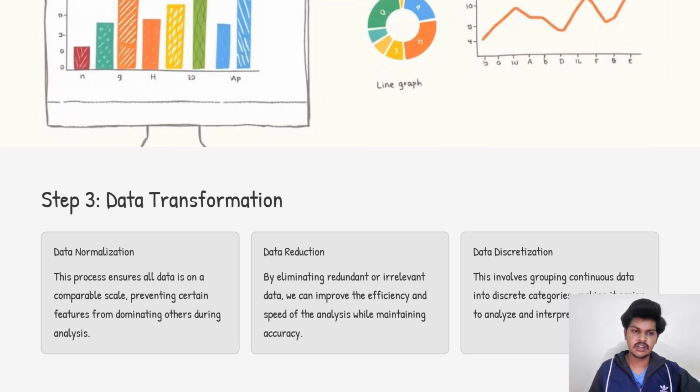Step 3. Data transformation. First, data normalization. This process ensures all the data is on a comparable scale, preventing certain features from dominating others during the analysis. Second, data reduction. By eliminating redundant or irrelevant data, we can improve the efficiency and speed of the analysis while maintaining accuracy. Third, data discretization. This involves grouping continuous data into discrete categories.